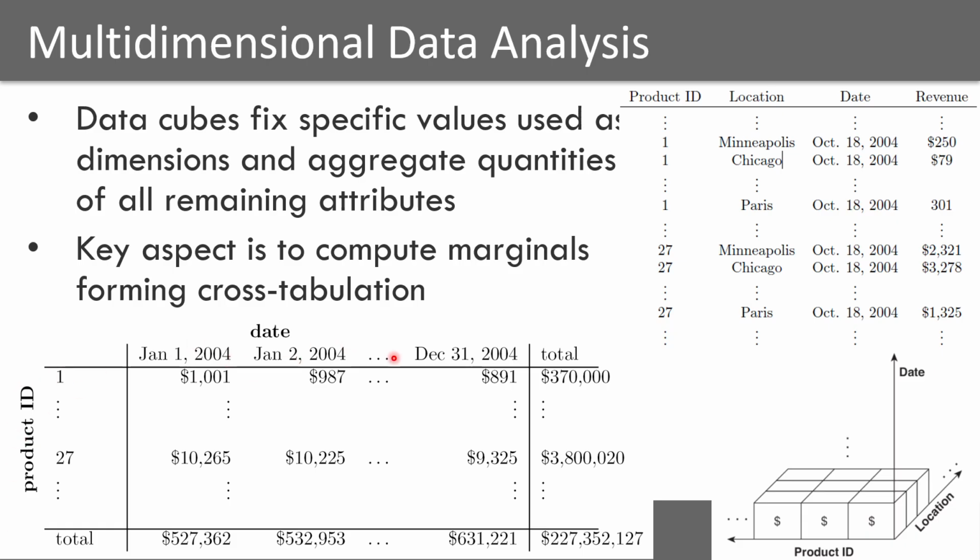And these data cubes have a big benefit that they offer us to see the content of this cube, these individual cells as we slice through it, but we can also see the marginals. For example, the sum of all these values over the entire year, 2004, we can see that the product ID1 has made a revenue of $370,000, while the product ID27 has made almost $4 million.